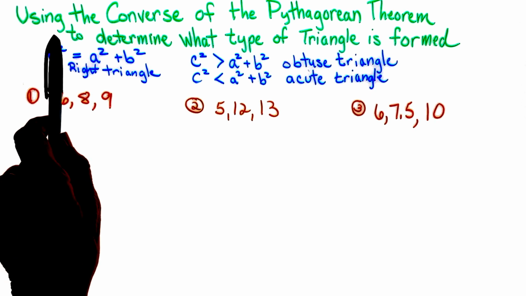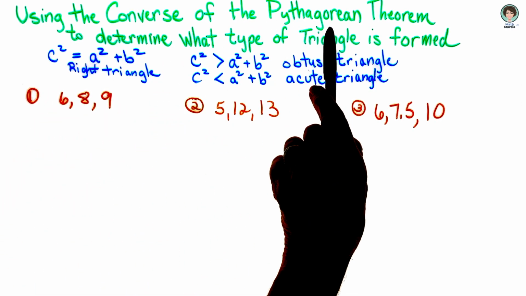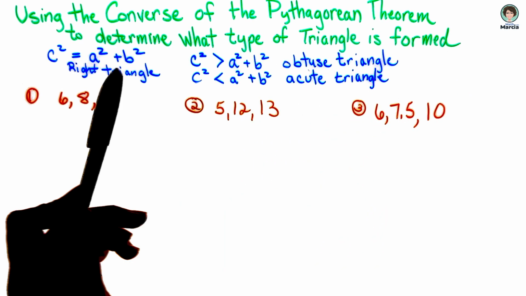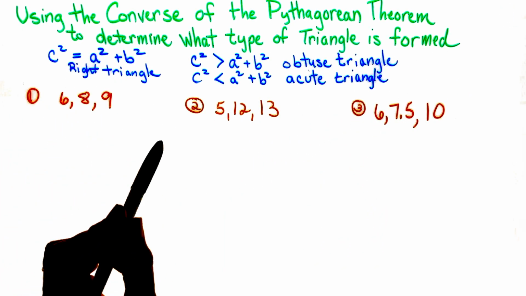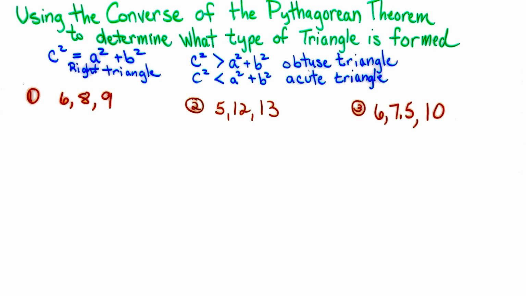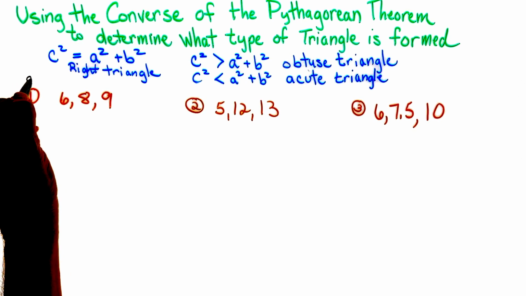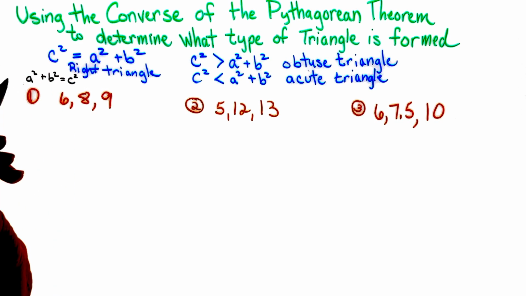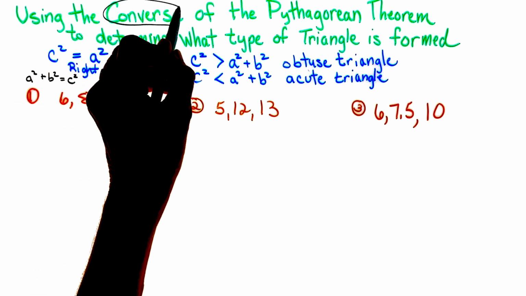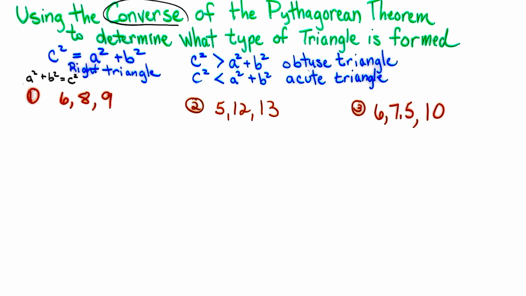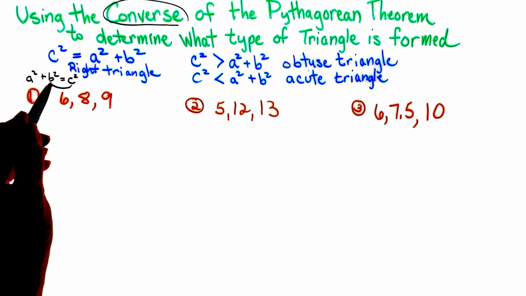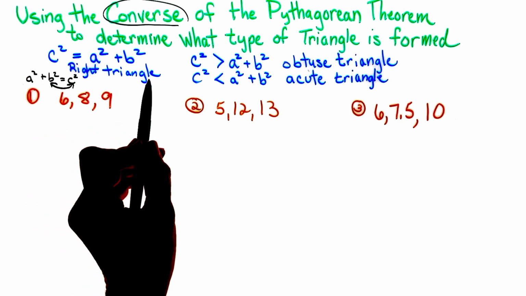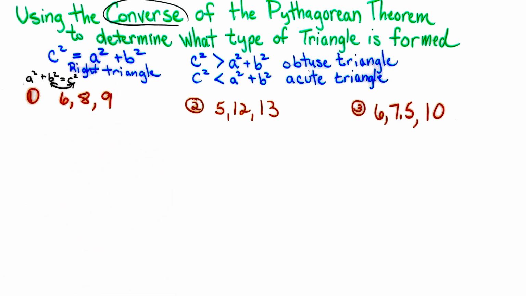For this lesson, we are going to be using the converse of the Pythagorean theorem to determine what type of triangle is formed. So when we're just talking about the Pythagorean theorem, it is a squared plus b squared equals c squared. The converse of the Pythagorean theorem is just listing it in reverse order: c squared is equal to a squared plus b squared. It doesn't affect the outcome.